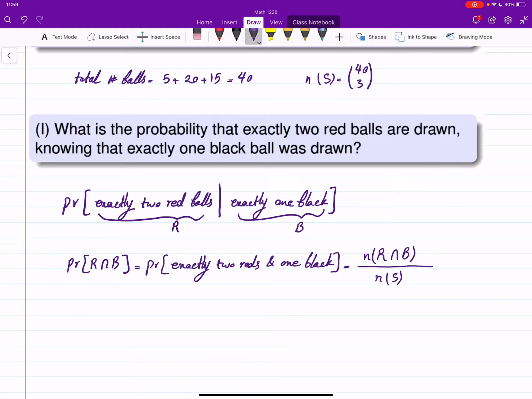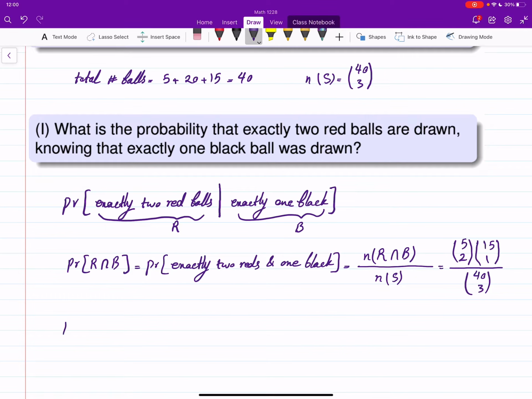Well, this is not that bad because we know that there are 5 reds, and I'm going to choose exactly 2 of them, and there are how many blacks? 15 blacks, and I'm going to choose 1 of them. And then n of S, as we already calculated, is 40 choose 3.